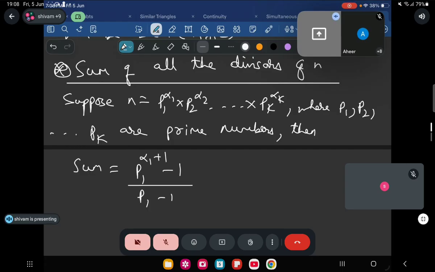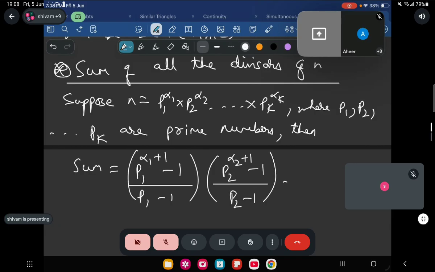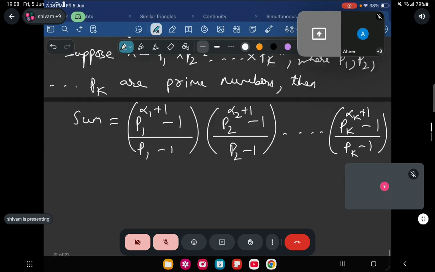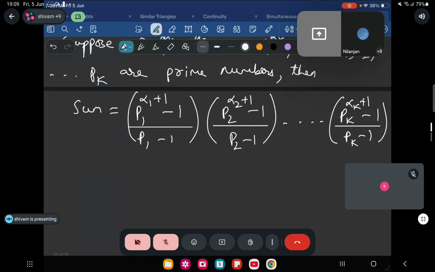multiplied by p2 to the power alpha 2 plus 1 minus 1 over p2 minus 1, and so on. Anyone needs the proof? Let me know. I think I've already done the proof in our regular classes before, but not with you, but with others. Rohit, do you remember? Nilanjan? No, sir, not with me. Okay, so I'm just discussing the proof once. It is very simple.